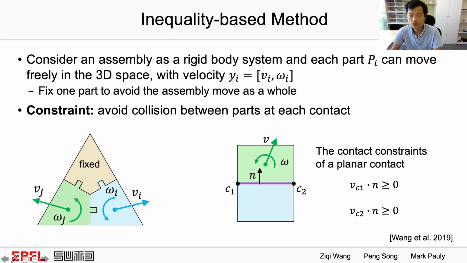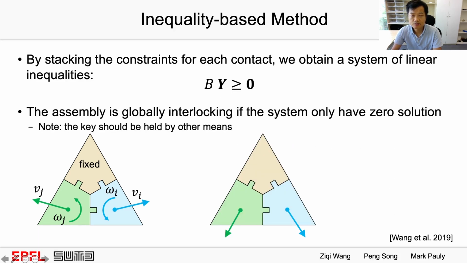To solve this issue, one proposed a more general method to test global interlocking based on solving a system of linear inequalities. Consider an assembly as a rigid body system where each part can move in the 3D space. The constraint is to avoid collision among the parts. By stacking the non-penetration constraints for each contact in the assembly, we obtain a system of linear inequalities. The assembly is globally interlocking if the system does not have any non-zero solution. According to this method, this assembly is not interlocking since the system has this non-zero solution.